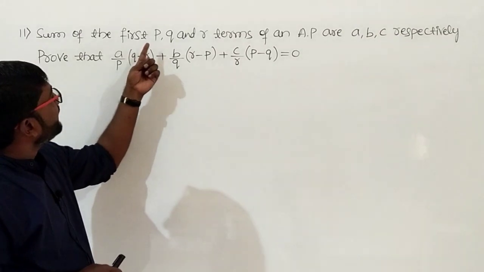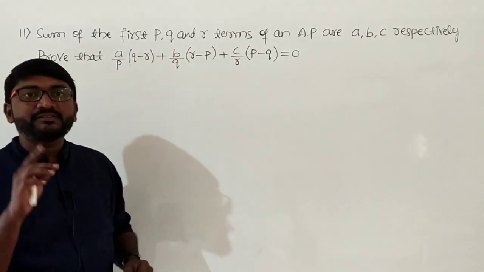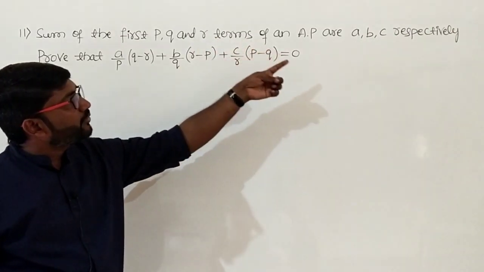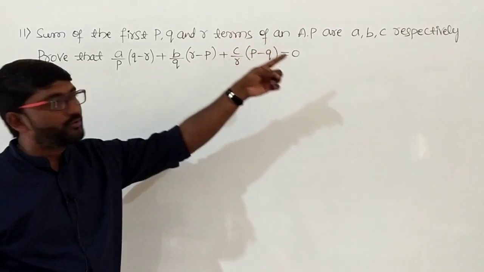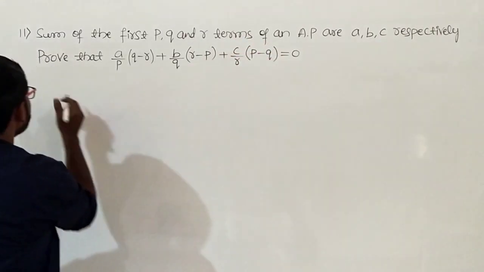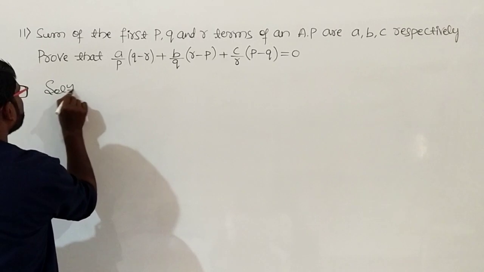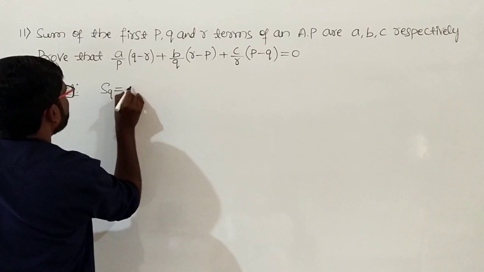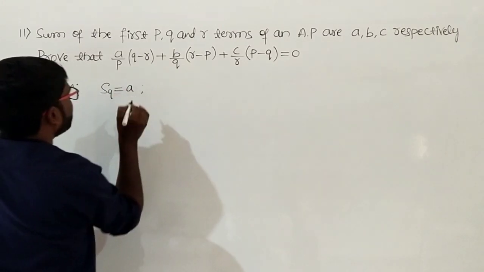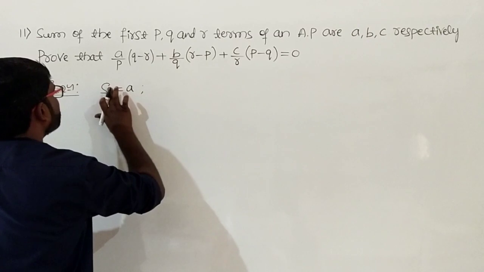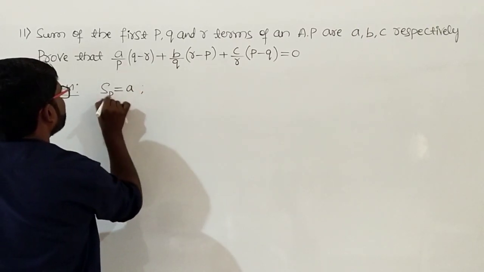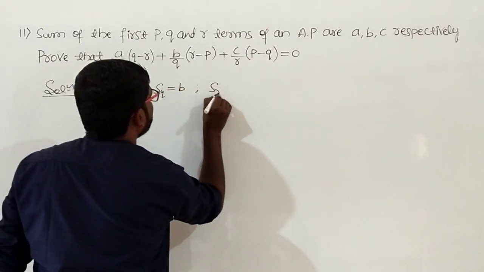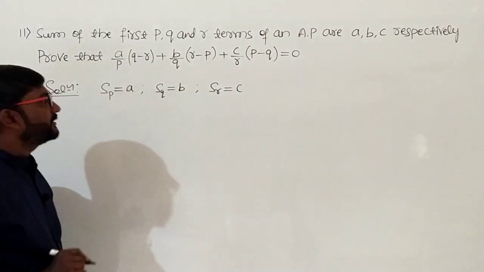He says sum of the first p, q, r terms means Sp, Sq, Sr. Sp equals a, Sq equals b, Sr equals c. That we have to write now. So here, Sp equals a, Sq equals b, Sr equals c.